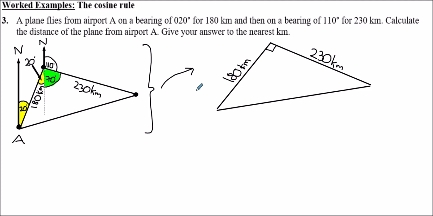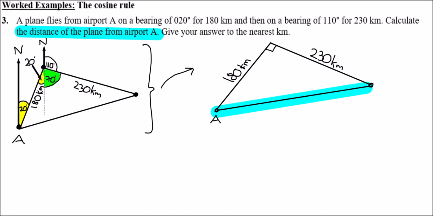And so the distance of the plane from airport A. So this is airport A, this is where it ends up. And so the distance of this plane from airport A is just this distance here, which is the hypotenuse of this right-angled triangle. So I'm just going to call this x and apply Pythagoras. Couldn't be any easier. It's going to be the square root of 180 squared plus 230 squared. That's a very ugly looking plus sign. That's a bit better. So we're going to evaluate this and give it to the nearest kilometre.